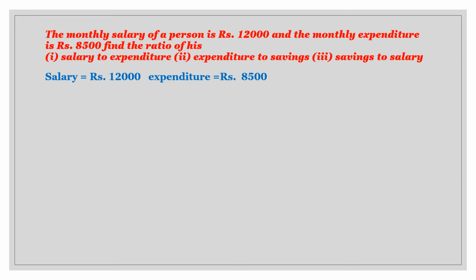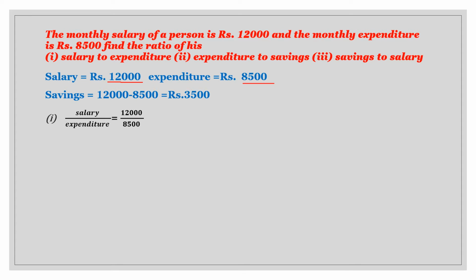The person's salary is how much? 12,000 and his expenditure is 8,500. So that means now some money he has saved. You can see here that the word saving is there, no? So we have to find the saving first. Saving is 12,000 minus 8,500. So how much is the saving? Rupees 3,500. This I have subtracted. So I got the savings. Now I can solve all the questions.